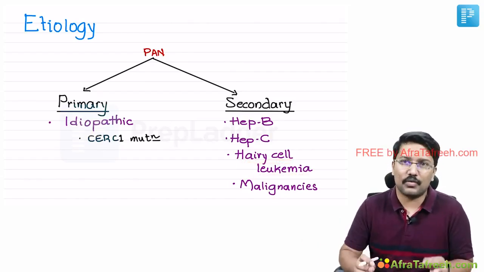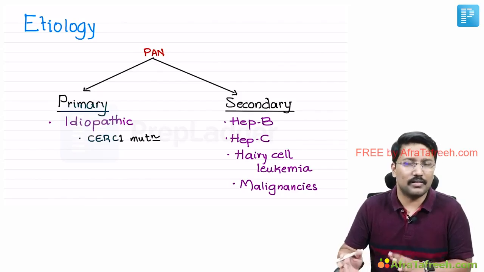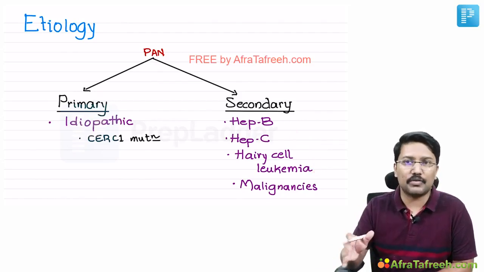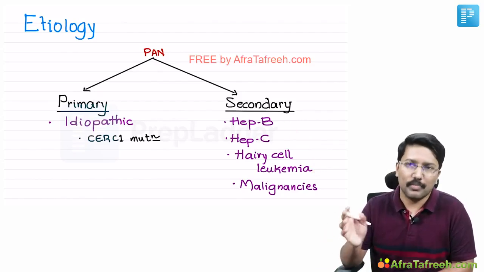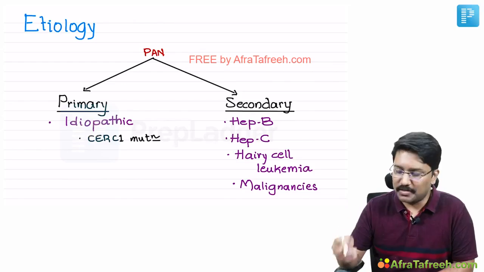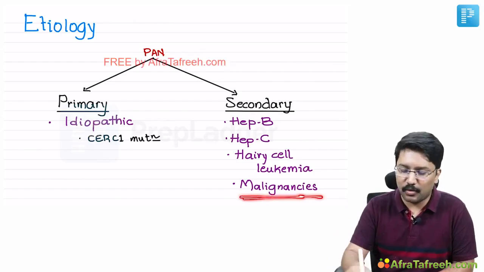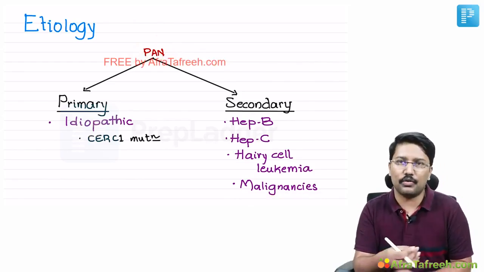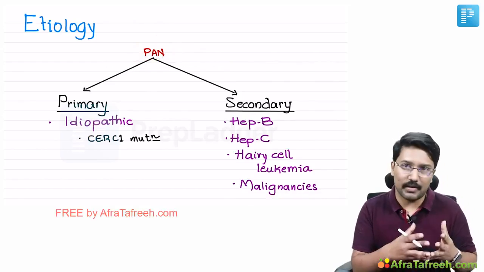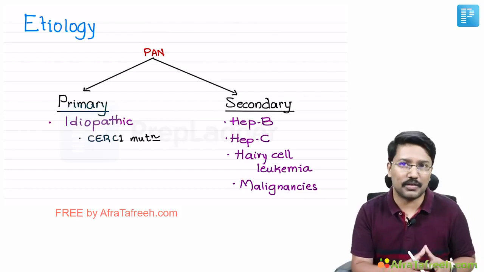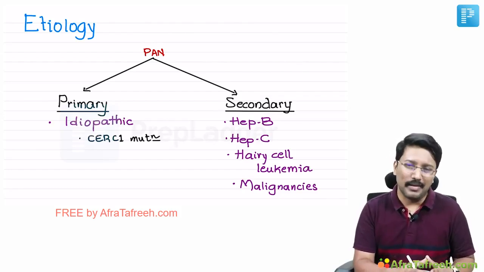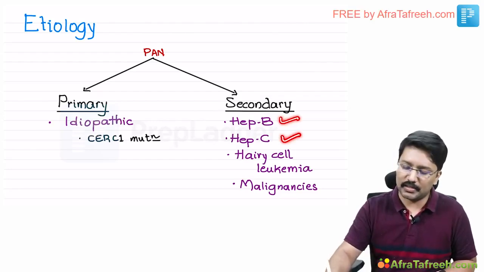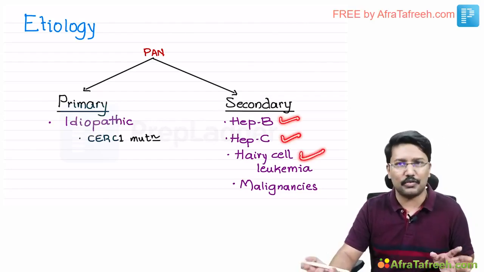But the secondary causes are not restricted only to these three. If you look at the literature, these three might account for more than 90% of the cases of secondary polyarteritis nodosa. But there have been studies which link various other malignancies with polyarteritis nodosa, and similarly various other infections. For example, recently I was going through a review which says Klebsiella infection is also classically associated with polyarteritis nodosa. But in terms of exam preparedness, I would say if you know hepatitis B, hepatitis C and hairy cell leukemia, I think that should suffice.